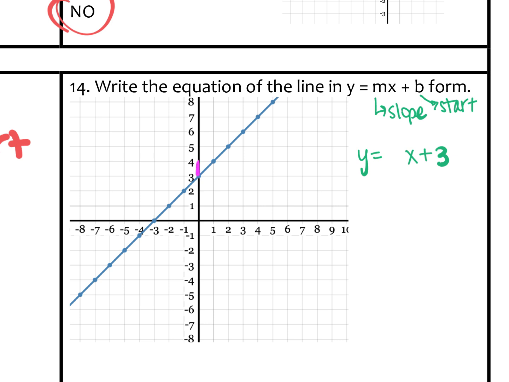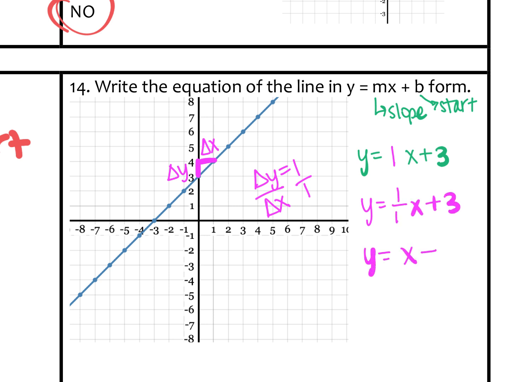So I'm going to go up and just over until I hit one of those dots. So my delta y, my change up and down, was only 1. My change left and right was to the right 1. So this is just 1 over 1, which I can simplify to 1. So that's nice. You could also write it as 1 over 1, x plus 3. You could also write it as just x plus 3 with that understood 1 in front of the x.